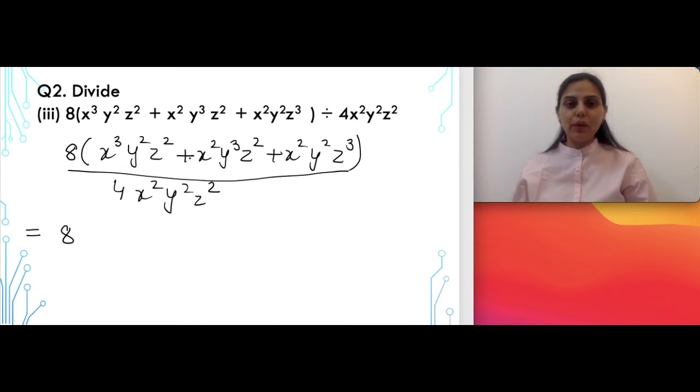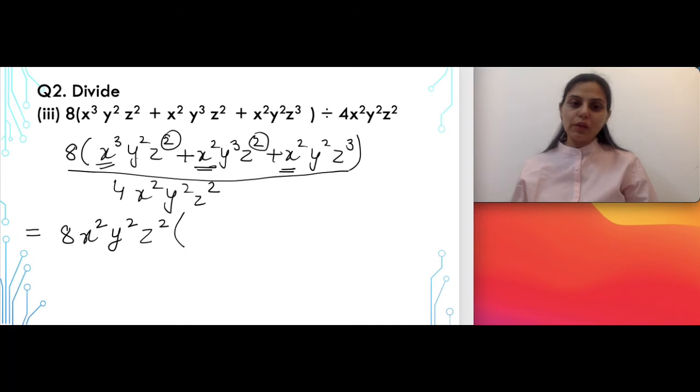For example, if you compare, x square is common in all of these. So we can take out x square common. Similarly, if you compare the powers of y, the smallest power of y again is y square. So you can take out y square common, and the smallest power of z is also z square. So we can take out z square common.